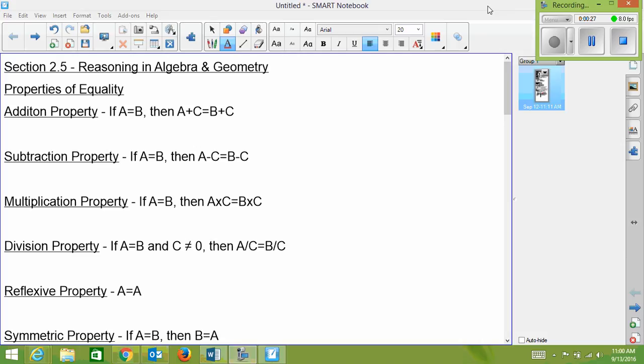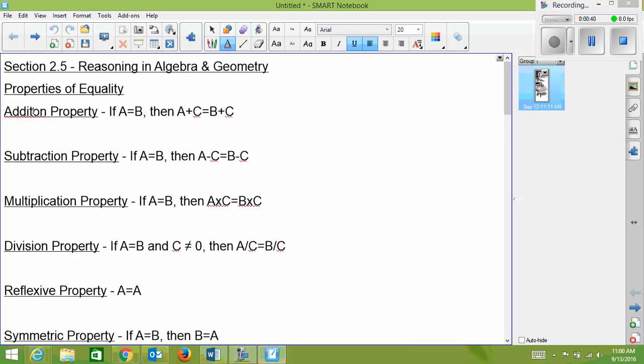So, properties of equality. A lot of these we've learned before. You just might not know the names of some of them. We've talked about them, we just haven't written them out exactly like this. So the addition property: if A equals B, then A plus C would equal B plus C. A pretty common sense concept, but there is a property for it.